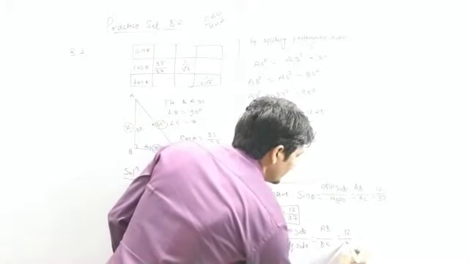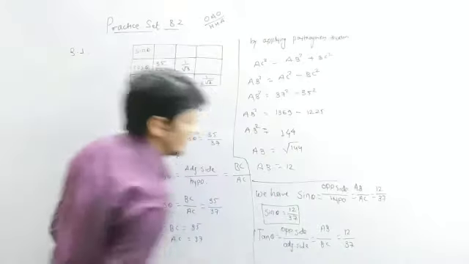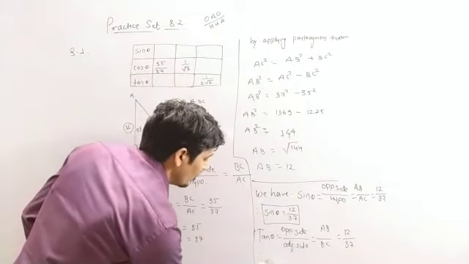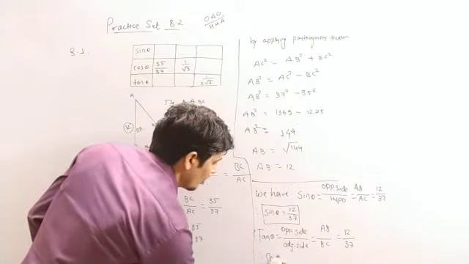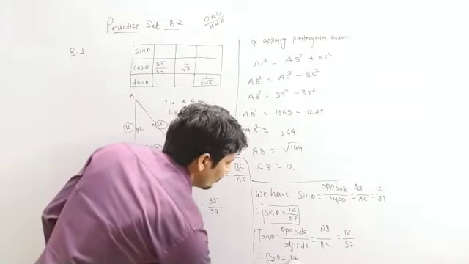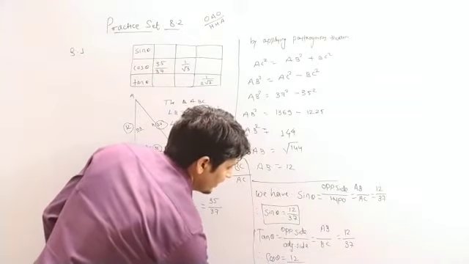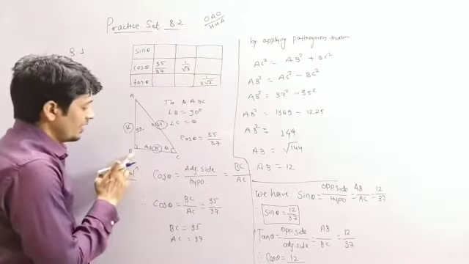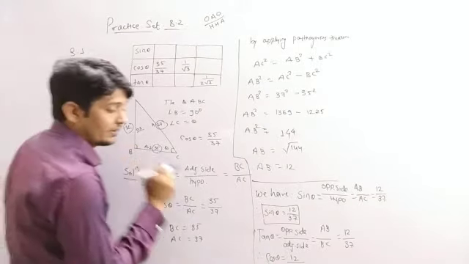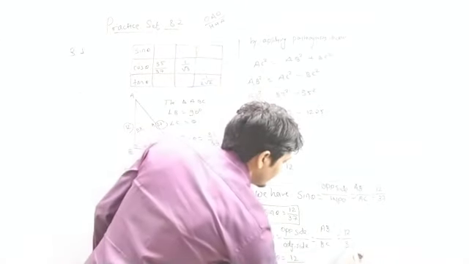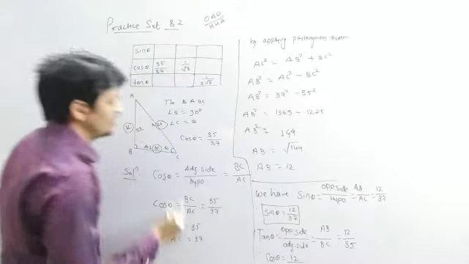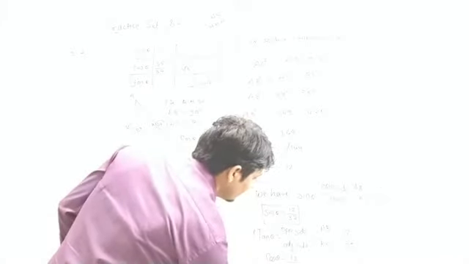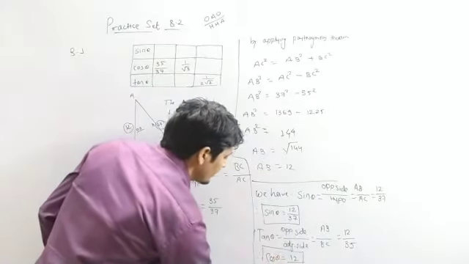Therefore cos theta equals 12 divided by, it is 35. See, adjacent side is 35, so we have to write 35 here, not 37. 37 is hypotenuse, so 12 divided by 35 will be the answer.